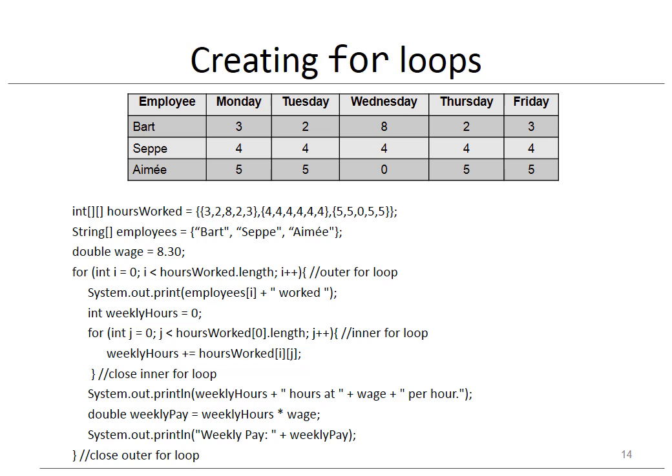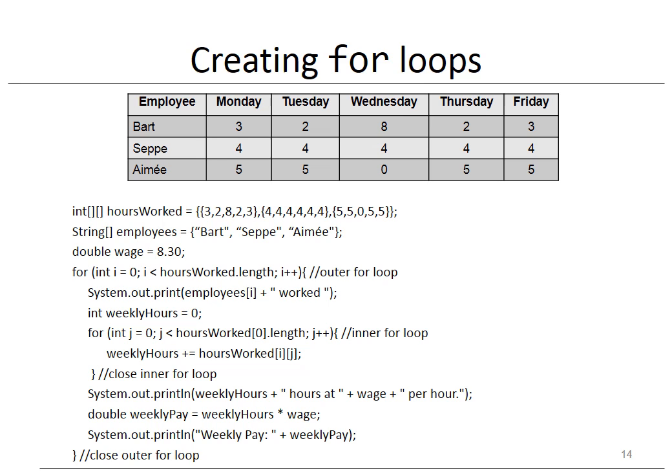Indeed, it refers to the hours Seppo worked on Thursday, which is 4. We then define an array employees with the 3 names as strings. The wage is a double initialized to 8.30. Our first, or outer for loop, iterates over all employees. We print out the name of the employee together with the string worked and initialize the weekly hours variable to 0.